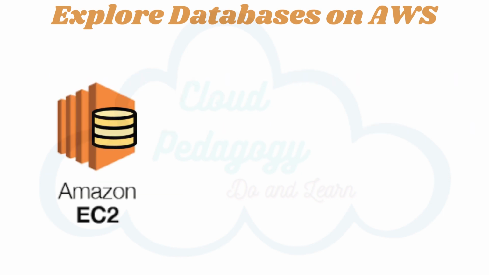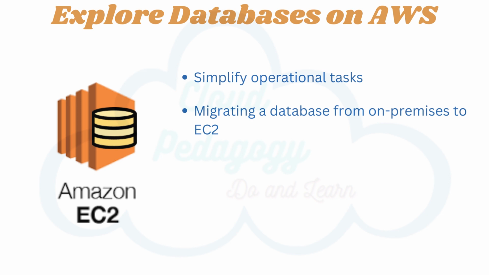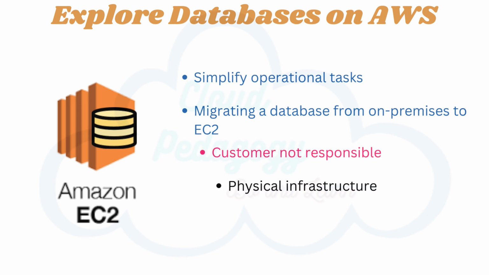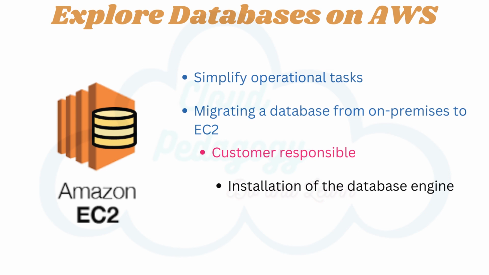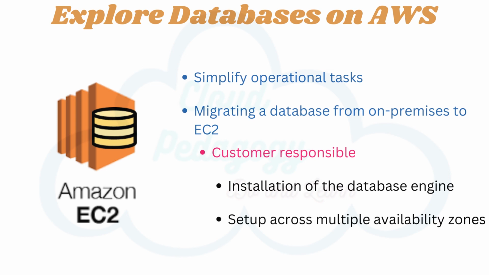By running databases on EC2, you are already simplifying things from an operational perspective when you compare it to on-premises. And it's also a very common use case for EC2. When migrating a database from on-premises to EC2, you are no longer responsible for the physical infrastructure or operating system installation, but you are still responsible for the installation of the database engine, the setup across multiple availability zones with the data replication in place, as well as the database server management tasks, like installing security patches and updating database software when it is required.